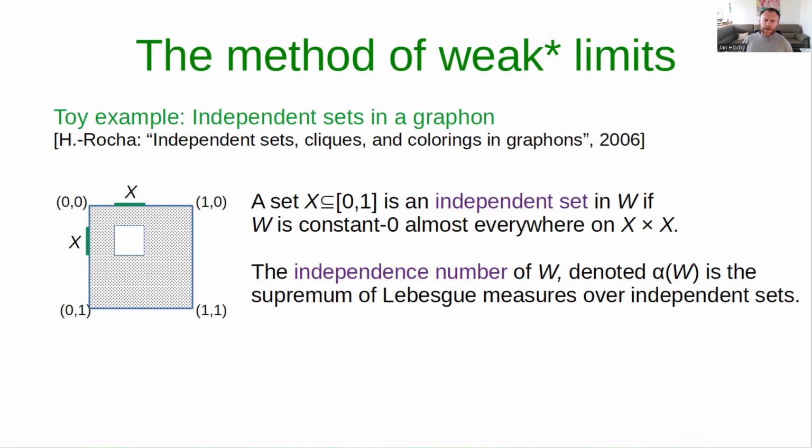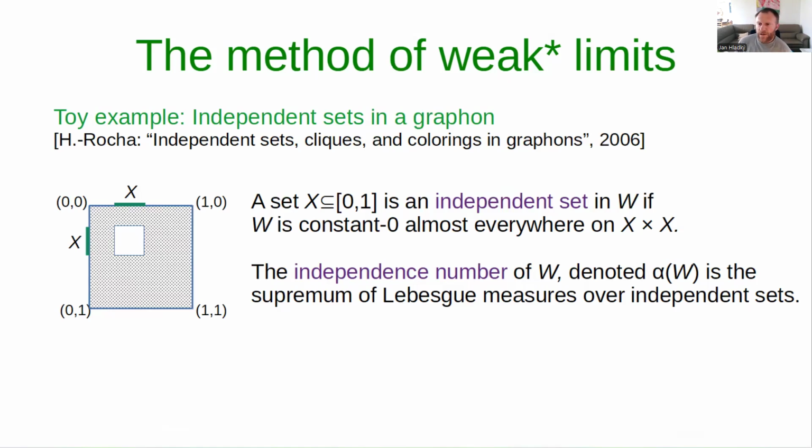Okay, and I will be following a paper I wrote with Israel Rocha some years back. So let's start with a natural definition, because I said we will be dealing with independent sets in graphons. I need to define what an independent set in a graphon is. We all know what it is in a finite graph, but the definition is quite natural. An independent set in a graphon is a measurable subset X of the unit interval such that W is constant 0 almost everywhere on X cross X.